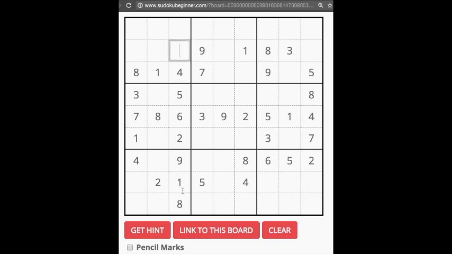So then up here, we're left with only 2 missing cells. We have 1, 2, 4, 5, 6, 8, and 9. We're missing 3 and 7. This can't be the 3. This has to be the 7. This has to be 3.